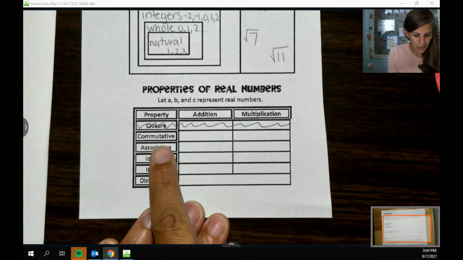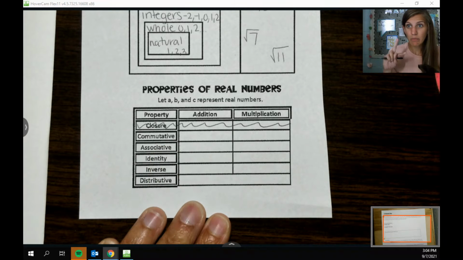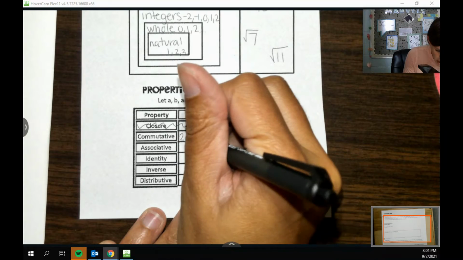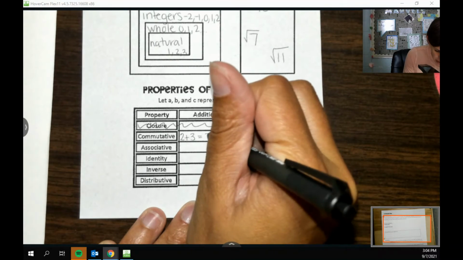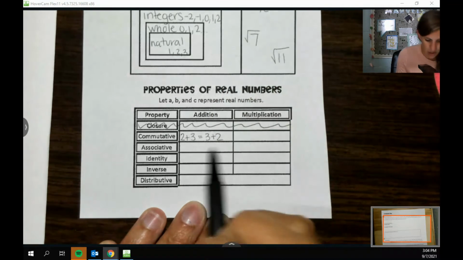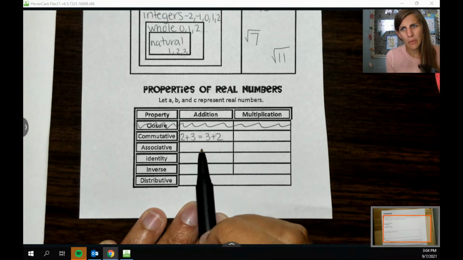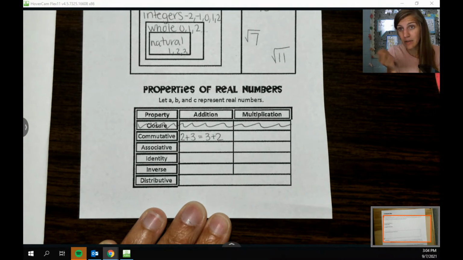But the commutative property, commute means to move. So the commutative property of addition looks like 2 plus 3 is equal to 3 plus 2. So I just changed the order that I added. And that could be maybe worth it because, I don't know, maybe it's easier to add in the other direction for some reason. Usually this happens with more than just 2 numbers.